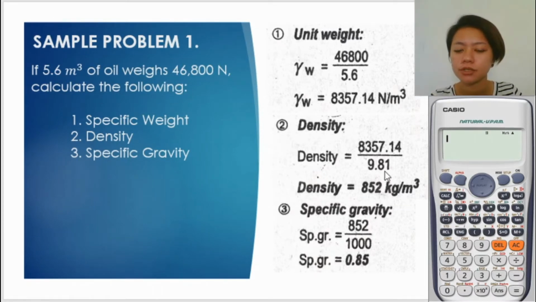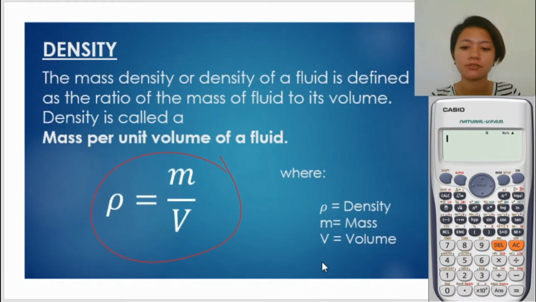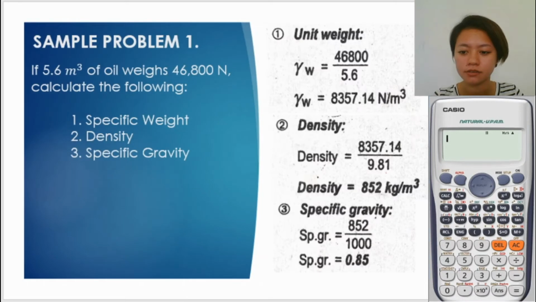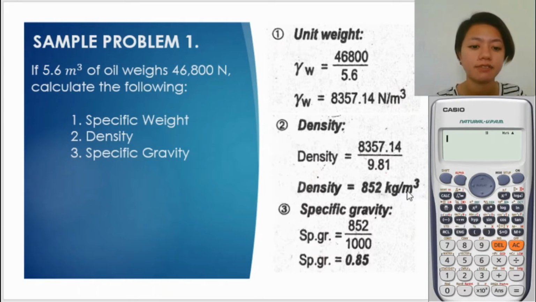So, for number 2, we have density. The original formula for density is mass over volume. But in our solution, we utilize the unit weight and divide it by gravity. To get the mass from Newton, you just divide it by gravity, 9.81.